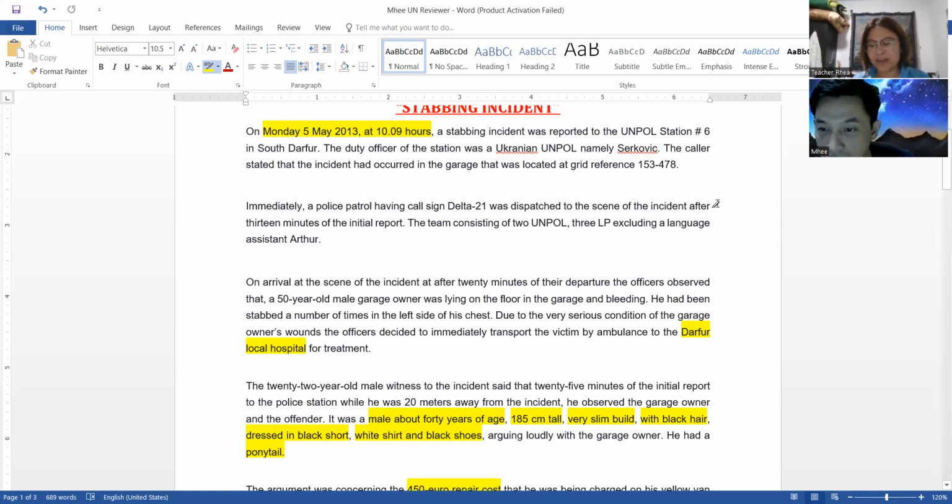Why 10:39? Oh no, after 13 minutes, so it's 10:22. A police patrol having call sign Delta 21 was dispatched to the scene of the incident after 13 minutes of the initial report. So they go after 13 minutes, which is 10:22 hours. And what time did they arrive on the scene?